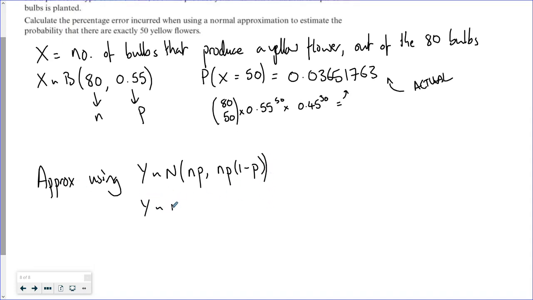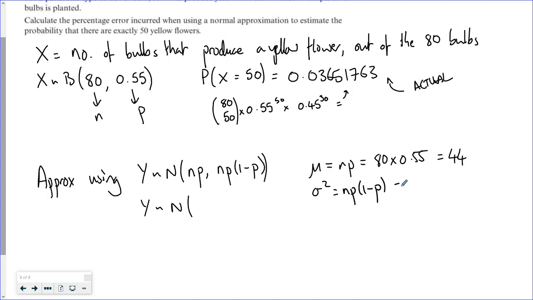So we can write this down here. Our mean, which is np, is going to be 80 times 0.55. That's how many bulbs we would expect to have a yellow flower. So that's 44. And the variance of our normal distribution, sigma squared, is np(1 minus p). So we can work that out. That's going to be 80 times 0.55 times 0.45. And we get that that's 19.8.